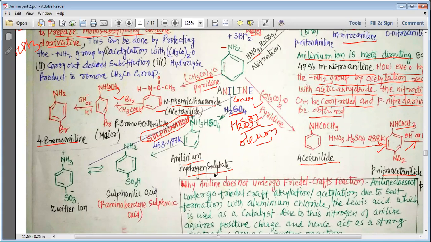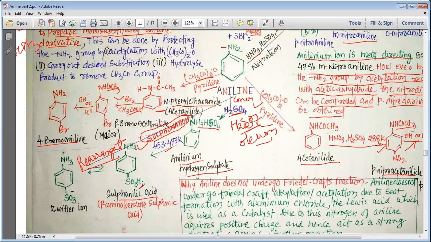This anilinium hydrogen sulfate on heating at 453 to 473 Kelvin gives us sulfanilic acid. That means this NH3HSO4 is simply turned into the NH2 group. And this sulfanilic acid is a Zwitter ion. Please understand this: there is a rearrangement of hydrogen.